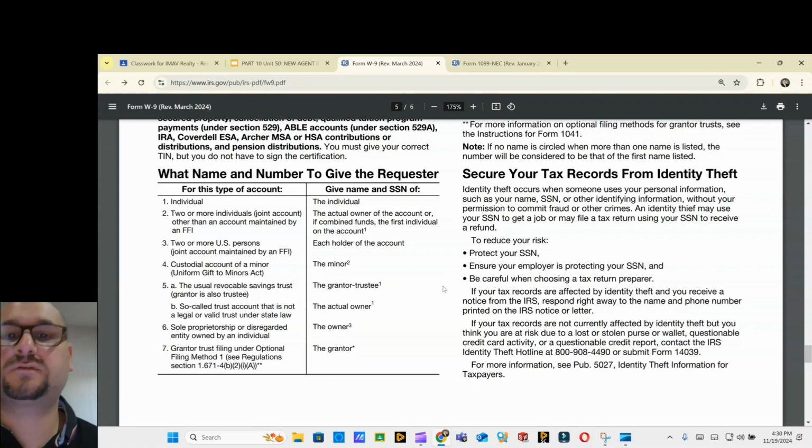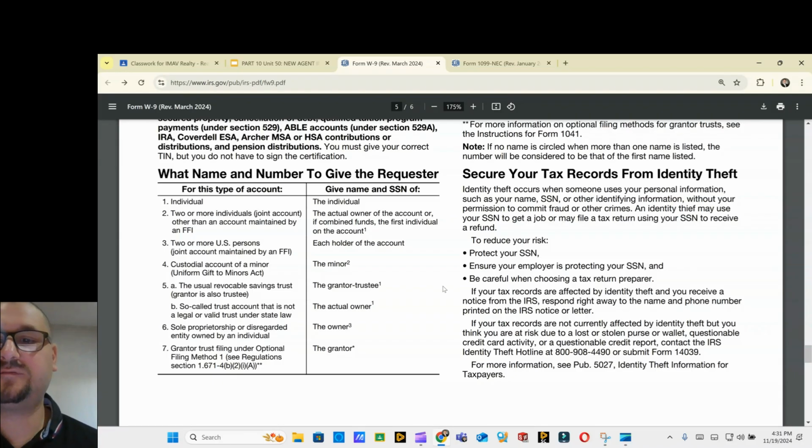Secure your tax records from identity theft. Identity theft occurs when someone uses your personal information, such as your name, Social Security number, or other identifying information, without your permission to commit fraud or other crimes. An identity thief may use your Social Security number to get a job or may file a tax return using your Social Security number to receive a refund. To reduce your risk, protect your Social Security number. Ensure your employer is protecting your Social Security number, and be careful when choosing a tax return preparer.